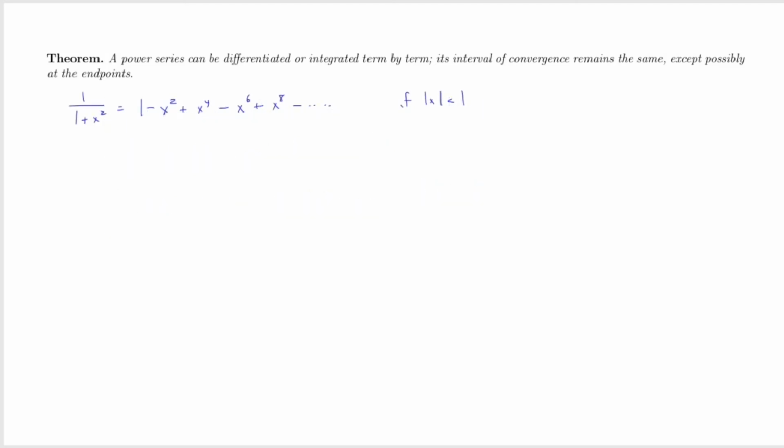Let's look at another example. We recently figured out a power series for 1 over 1 plus x squared. It's 1 minus x squared plus x to the fourth minus x to the sixth, etc. And it converges when the absolute value of x is less than 1. And so by this theorem, the integral of 1 over 1 plus x squared should be the integral of this infinite polynomial. The integral on the left is very easy. The integral of 1 over 1 plus x squared is just the arctangent of x.